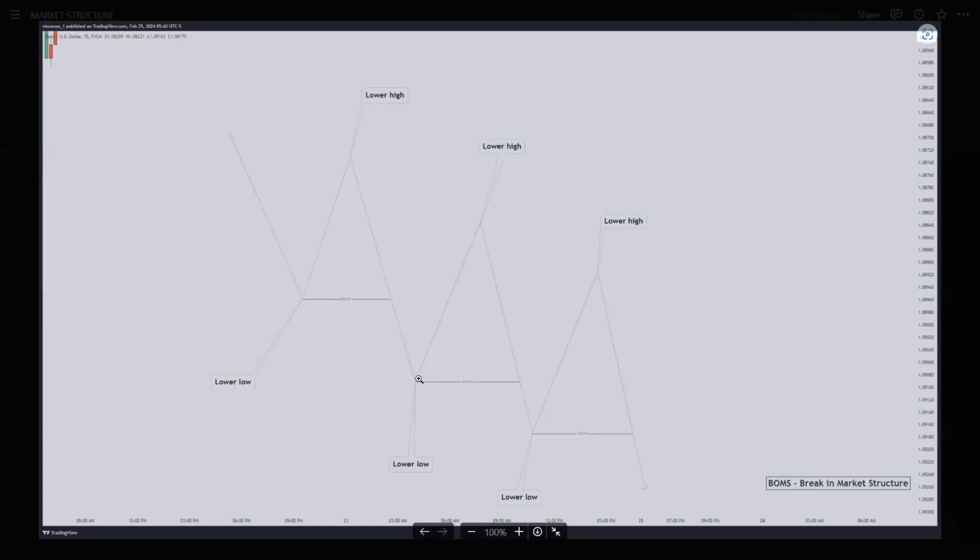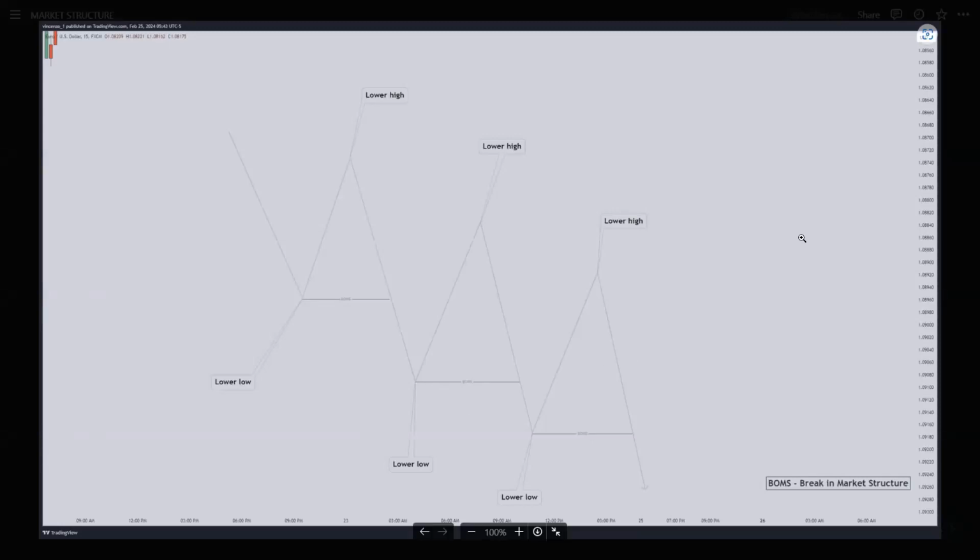Then we have lower low, lower high, lower low, lower high, lower low. So this is how the formation of a bearish market structure goes.